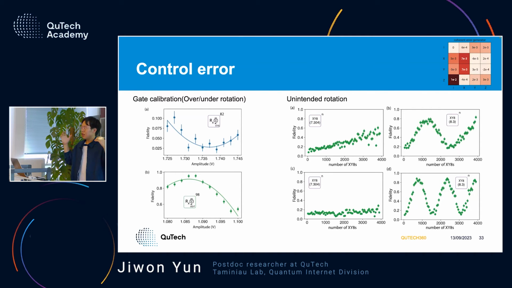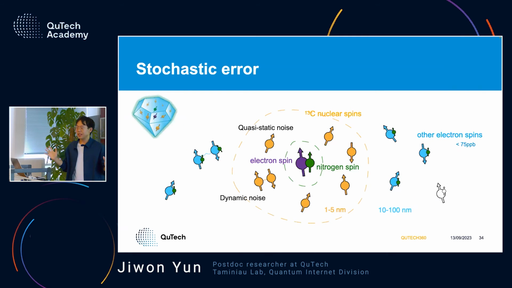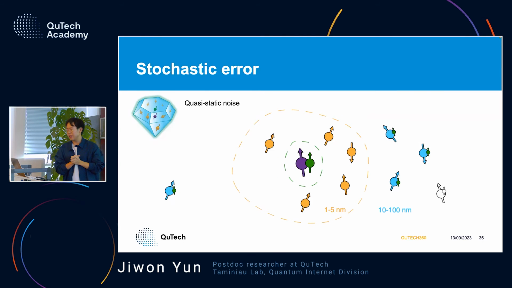Control errors are all unitary errors that have nothing to do with the decoherence of the qubit. But the second part of the error is stochastic errors. So what are stochastic errors? These are coming mostly from fluctuating B fields in the environment, since we're using spin systems. We can divide the stochastic errors into two different classes. One of them is quasi-static noise. What is quasi-static noise? These are B field fluctuations that are relatively slow.